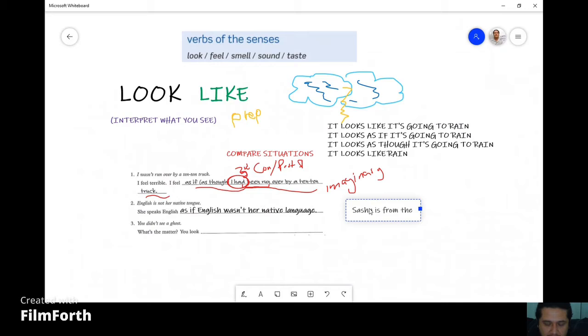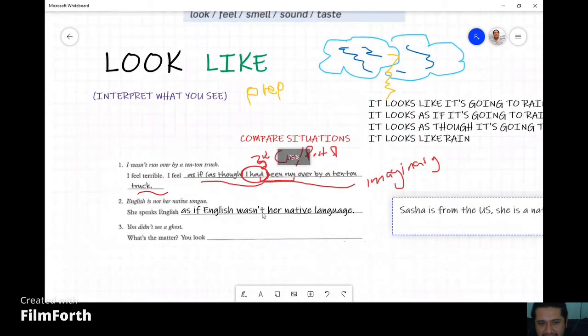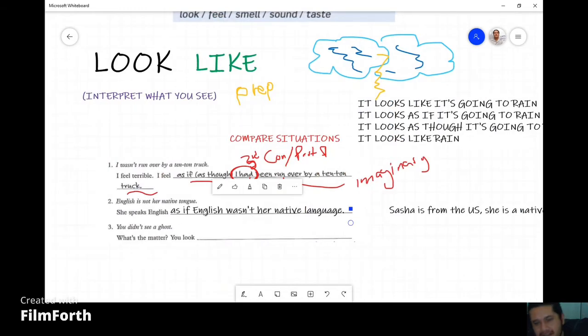She's from the US. She's a native speaker, of course. For some reason, when she speaks English, she does like me. She doesn't speak like someone from the United States. So that's why we are making the comparison. She speaks English as if English was her native language. You see, so that is the comparison.